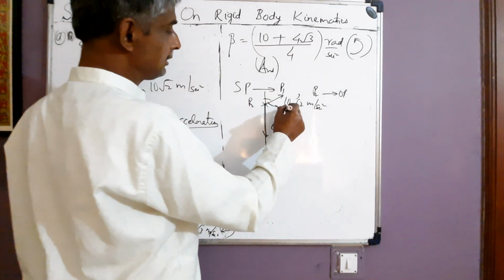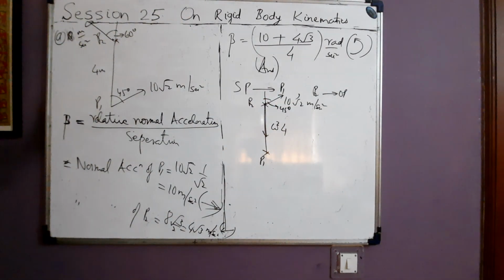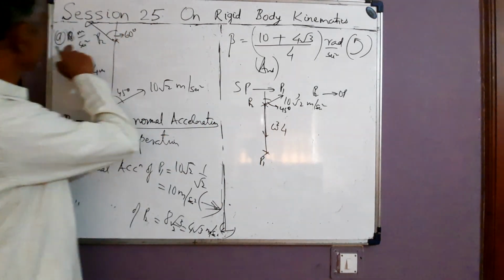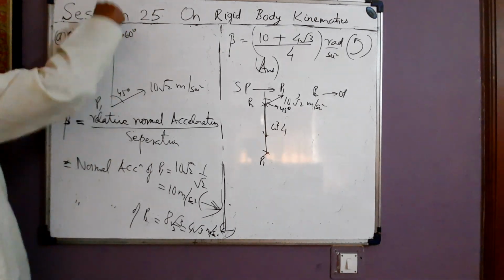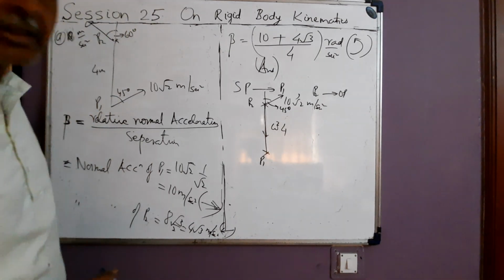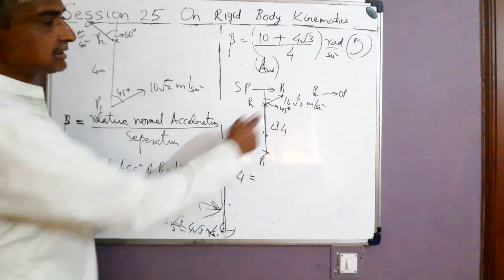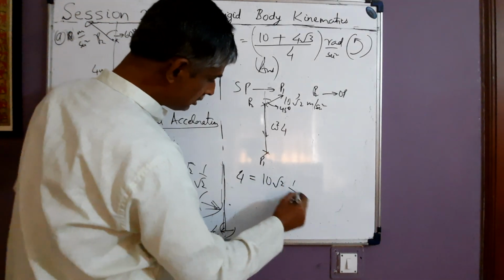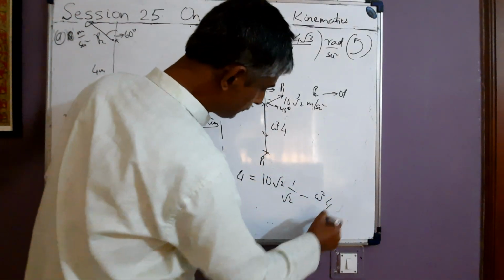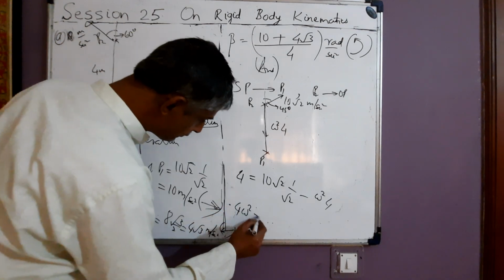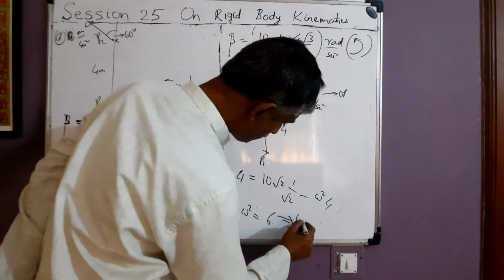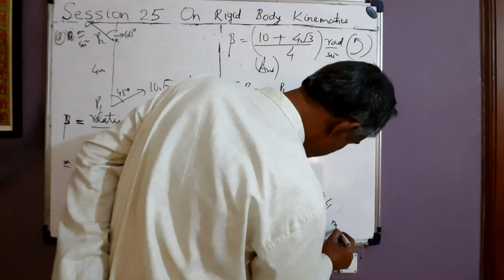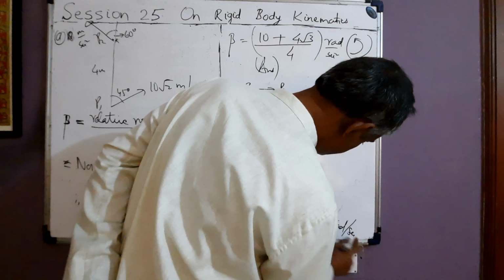This angle is 45 degree. Now, acceleration of P2 along the line P1 P2 is 8 cos 60 degree, that is 4, which is the vector sum of the components of these two accelerations in this direction: 10 root 2 cos 45 degree minus omega square into 4. So 4 omega square becomes 6. Omega becomes root 3 by 2 radian per second.